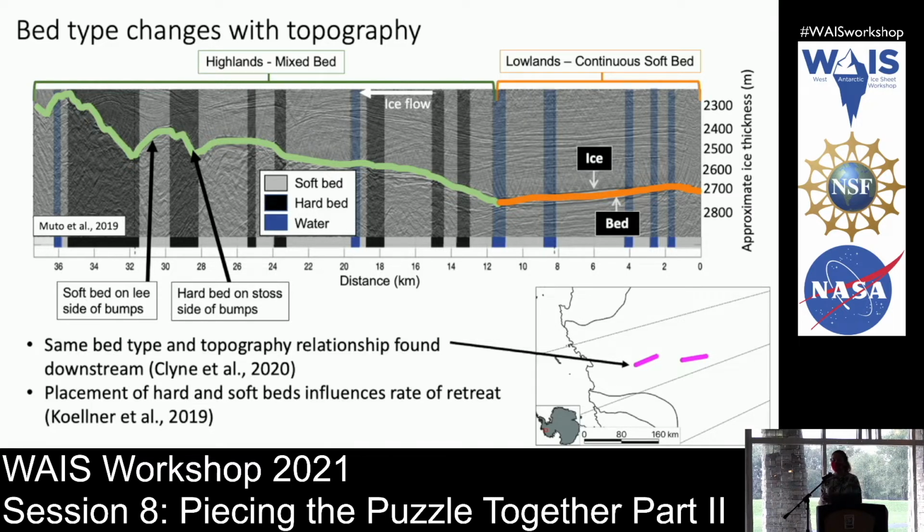And the exact placement of these hard and soft bed types on the bedrock ridges and troughs of Thwaites has been shown to influence the eventual rate of retreat. So it's important to know if this relationship between bed type and topography is seen over the whole glacier and at more than these two locations of the seismic surveys. And to do that, we need to look at how the distribution of bed type and topography formed.